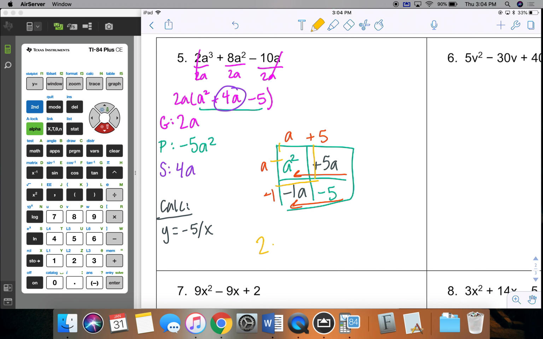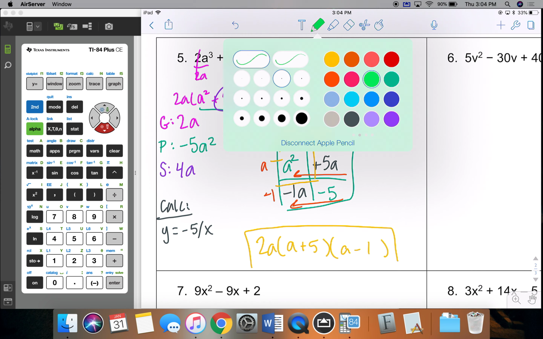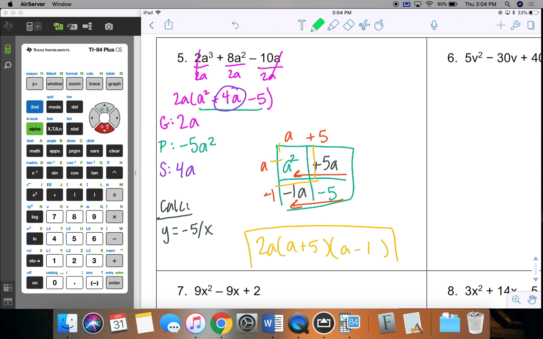So my full answer is my GCF that I took out way at the beginning, and I have to remember to put that back. Top term and bottom term. It does not matter which order you put the terms in as long as you have them in the correct order.